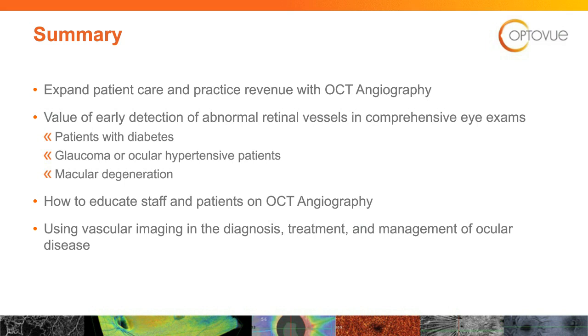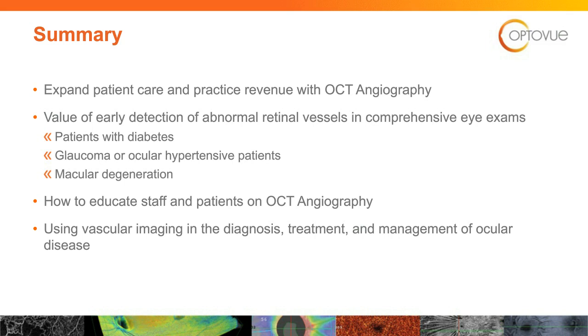Because remember, occult membranes are below the RPE, and typically they're not leaking. And even if it's in the retina and not leaking, the fluorescein angiography will not pick it up because it has to be leaking. So really, OCT angiography in the macular degeneration patient has been wonderful.